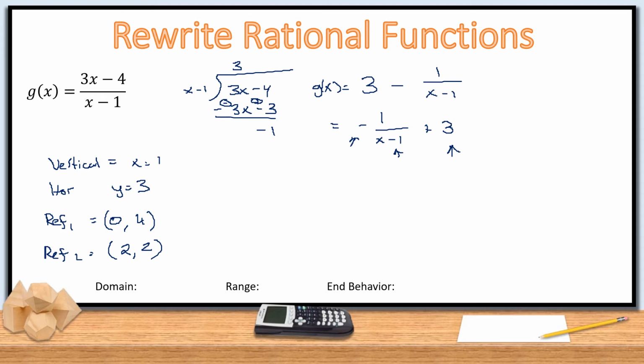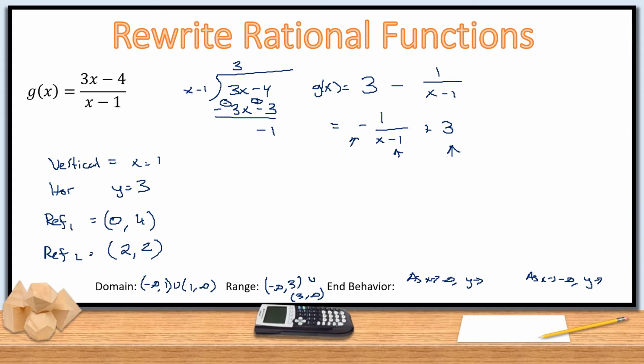Domain, everything except for the asymptote, so at x equals 1. So minus infinity to 1, union 1 to positive infinity. Range is everything except for the horizontal asymptote. So we've got minus infinity to 3 and 3 to positive infinity. Sorry, I didn't leave enough space for myself in this. End behavior. As x goes towards infinity, y goes towards blank, and as x goes towards negative infinity, y goes towards blank.